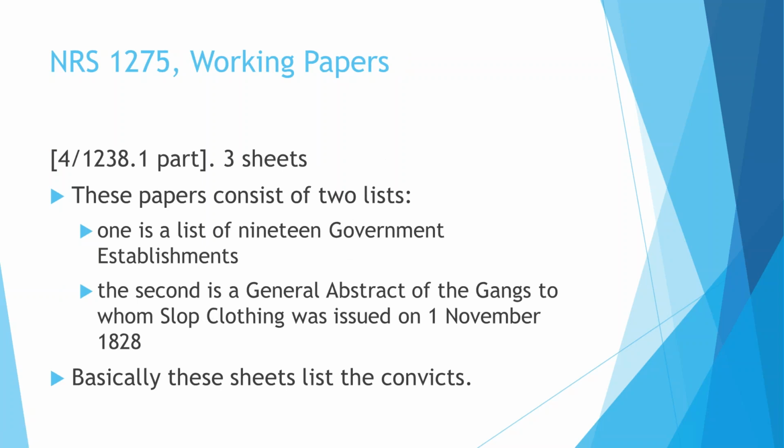The working papers are basically 2 lists, and really these are the lists that list the convicts who are still working or assigned by the government. There isn't a lot of information in most cases for those convicts, but it does mean that they show up in the 1828 census.